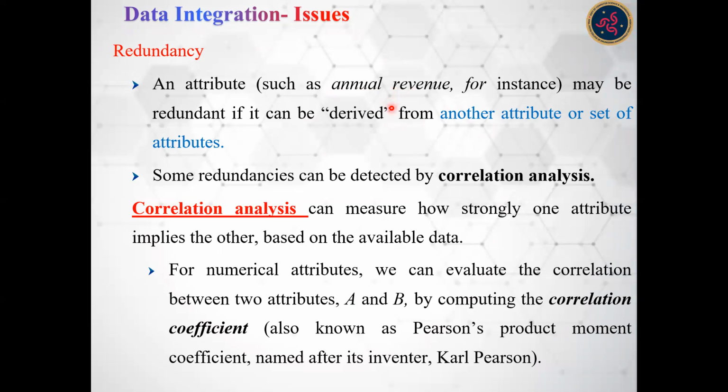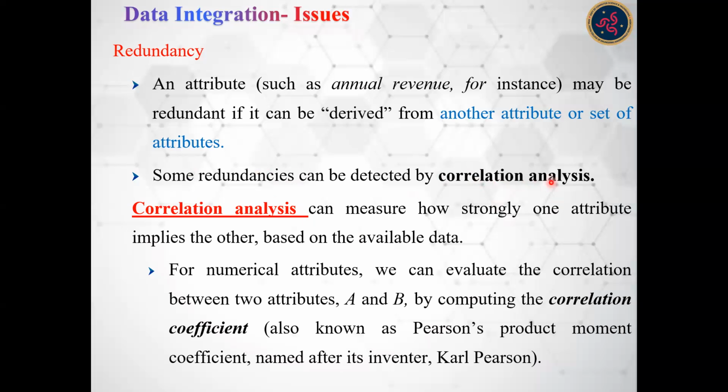Or if you have a date of birth, then from that date of birth we can calculate the age of that particular customer, right? So these attributes can be removed. Okay, so by integrating these, we have to overcome these issues that come from different sources. We can detect these redundancies with the help of correlation analysis.